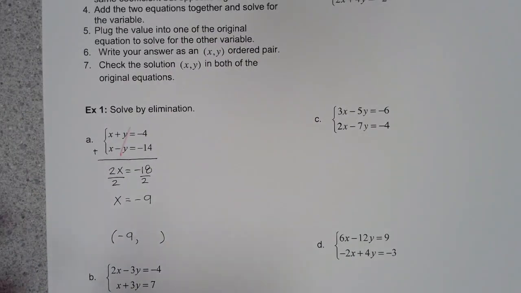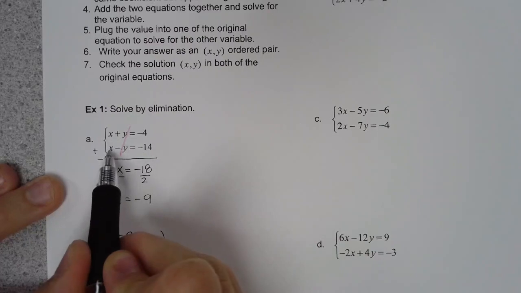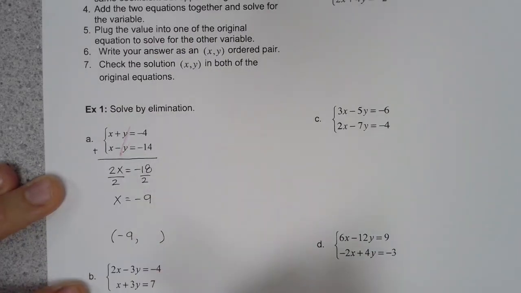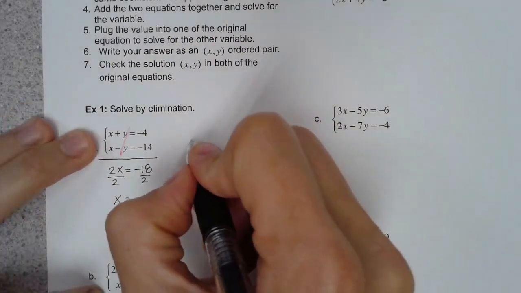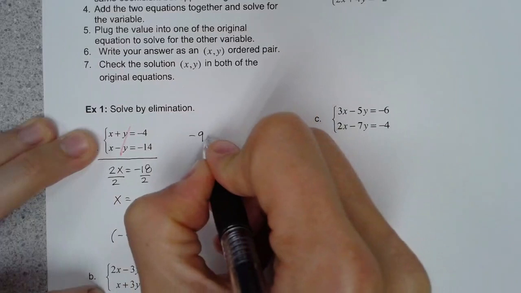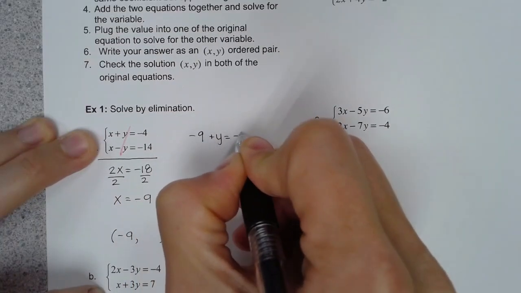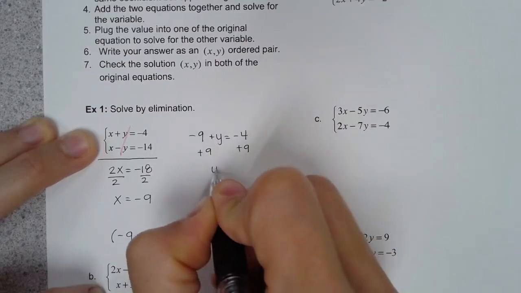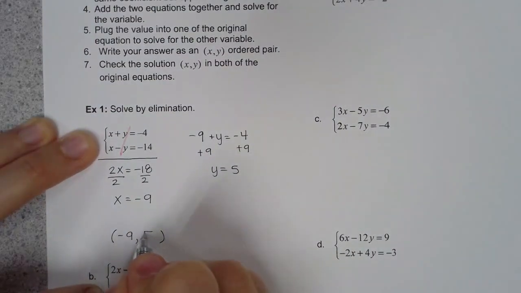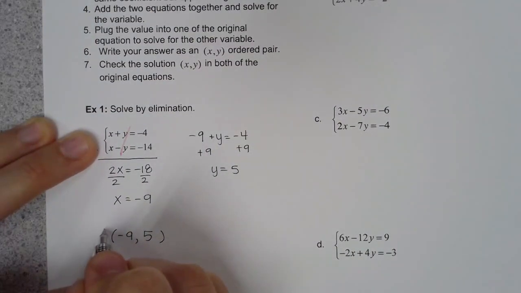Once you have part of your answer, you're going to go back and plug it in for either the x up here or the x up here from before you crossed out the y's. It doesn't matter which equation you plug it into because you're going to get the same answer for both of them. I'll plug it into the first one. So negative 9 goes in for the x, plus y is equal to negative 4, and then I'm going to solve for y. So I'll add the 9 to both sides. I'll get y equals 5, and that's the second part of the answer to my question.